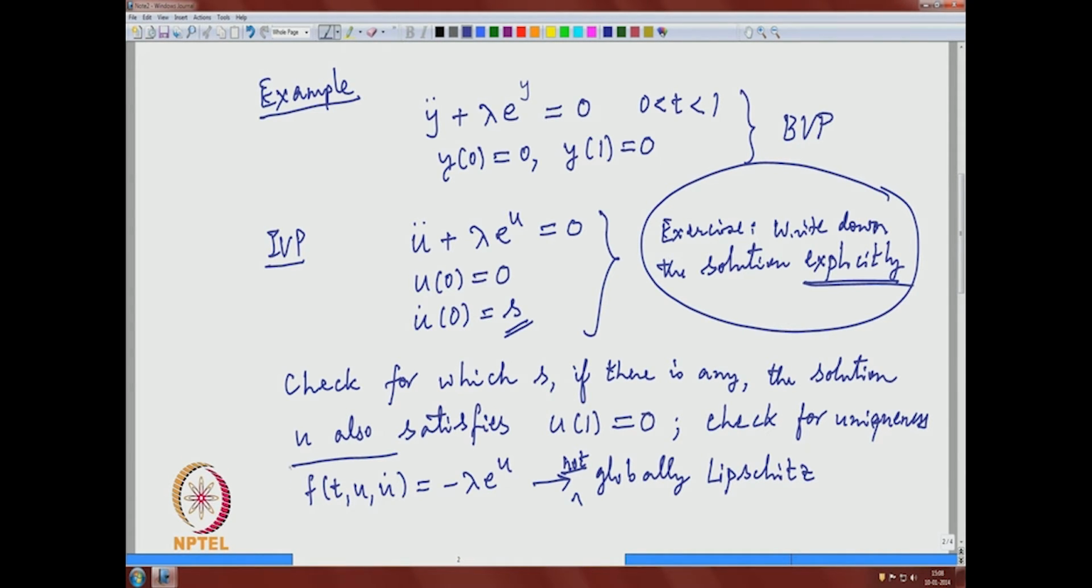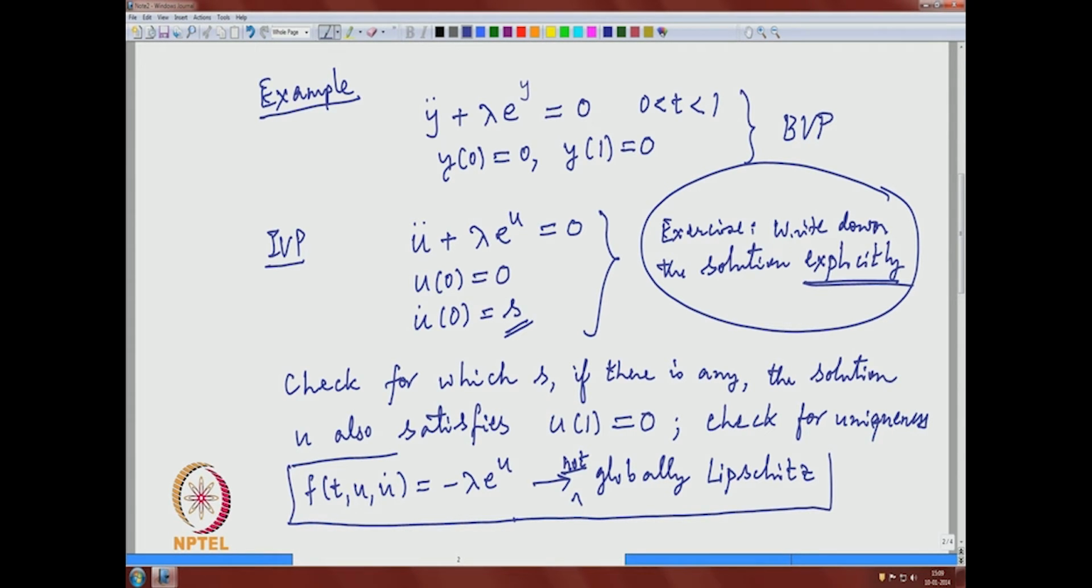When one wants to state a theorem, one has to be very stringent. So, maybe you put lots of conditions, but in practice such stringent conditions may not be required. So, for example, this one. Even without the assumption of globally Lipschitz, you can write down the solution explicitly, and you see that the solution exists for the entire interval 0 to 1. So, this is one example.